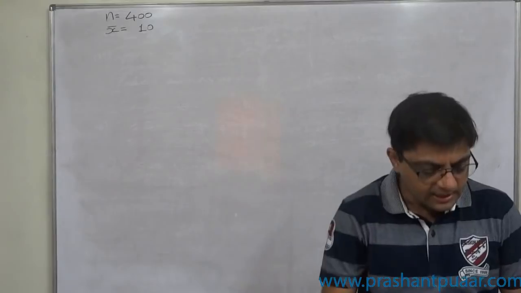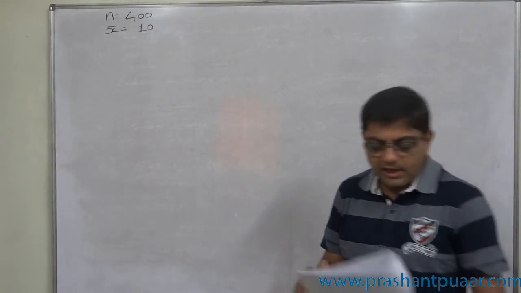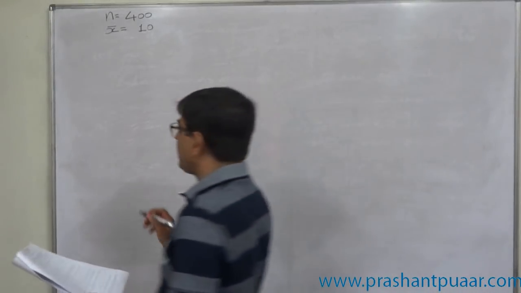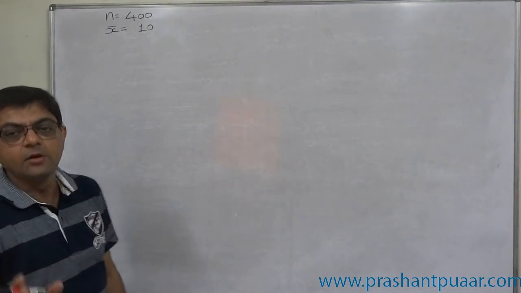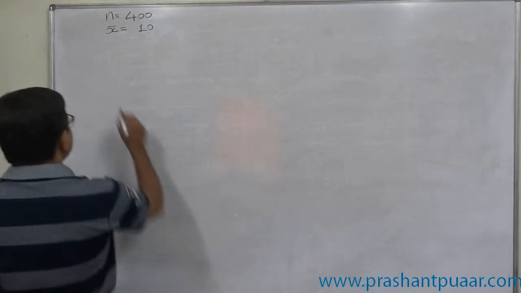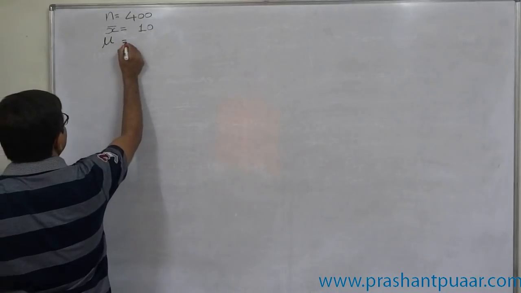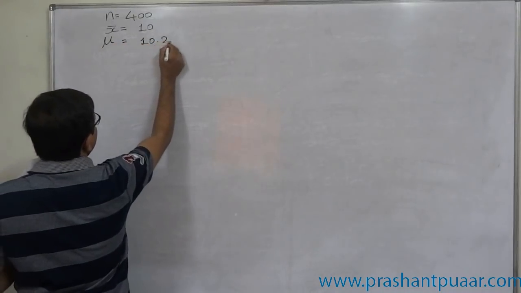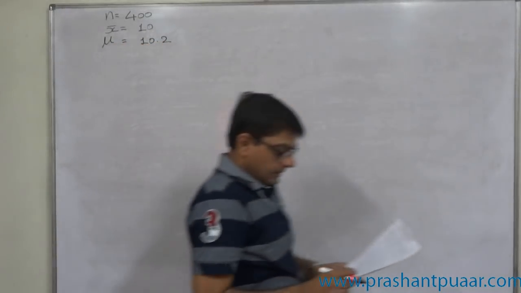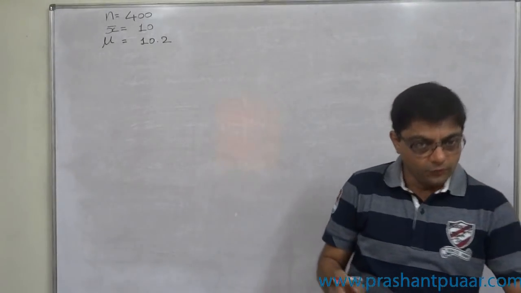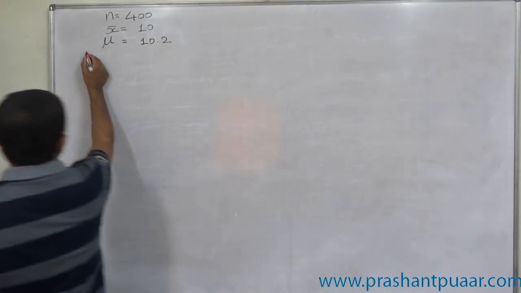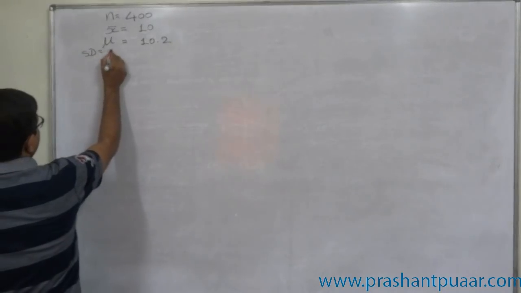Can this be regarded a sample from a large population with mean 10.2? This is the mean of the population. We are going to use the sign mu for population mean. And standard deviation of 2.25. Mind well, this is the standard deviation of the population itself.